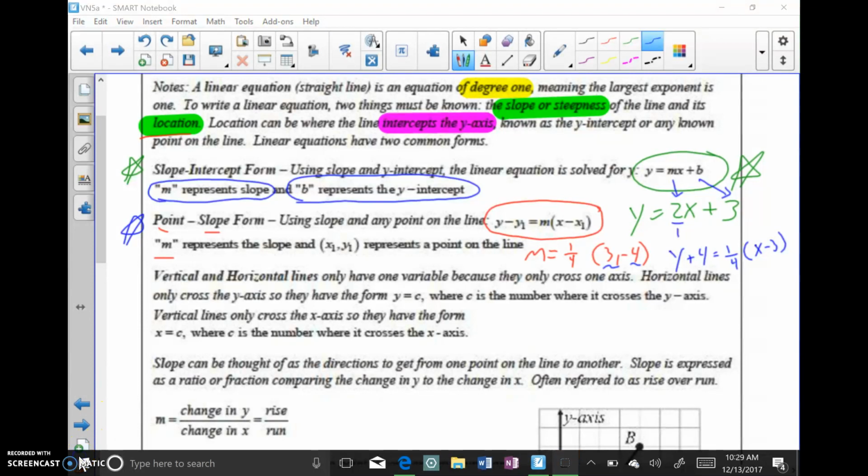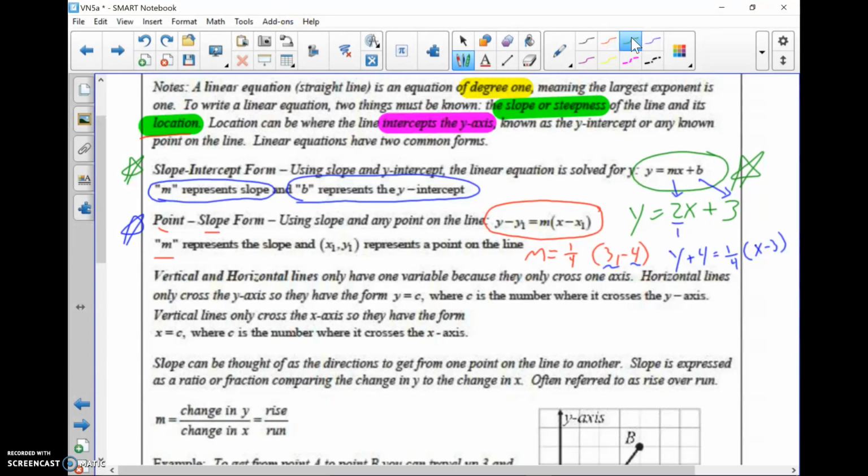So we can represent lines in either form. Now, vertical and horizontal lines are interesting, and we're going to talk a lot about all of this stuff. We're kind of just getting into linear equations. We're going to keep talking about this, right?